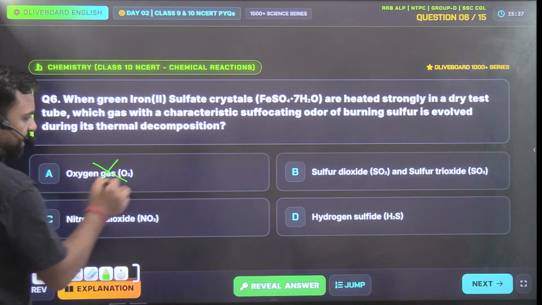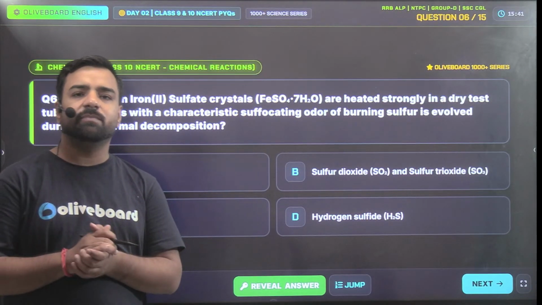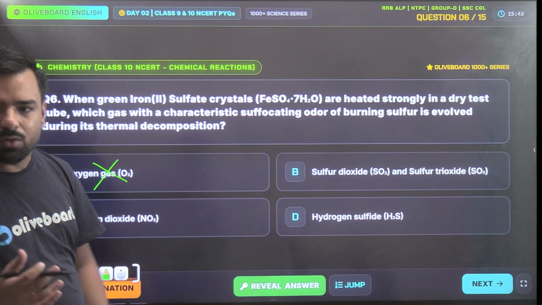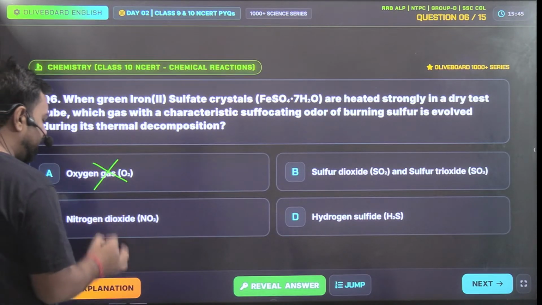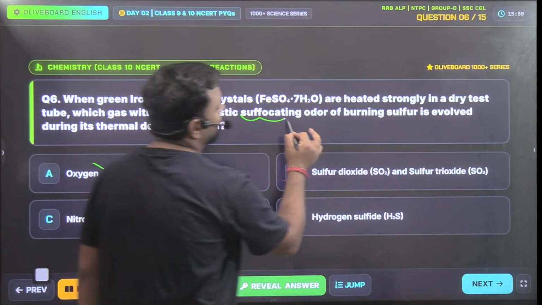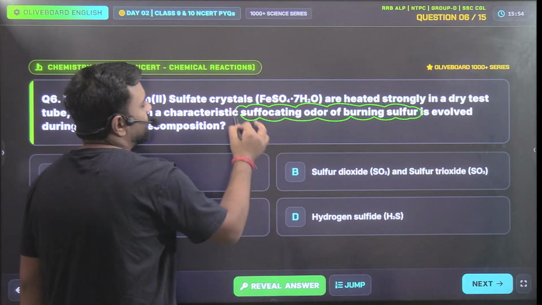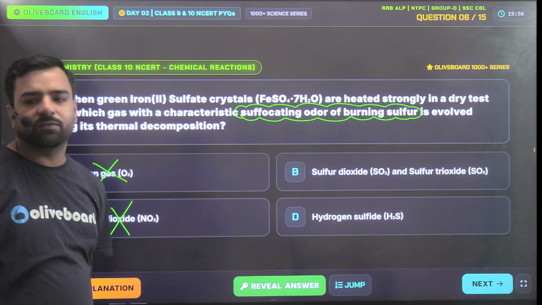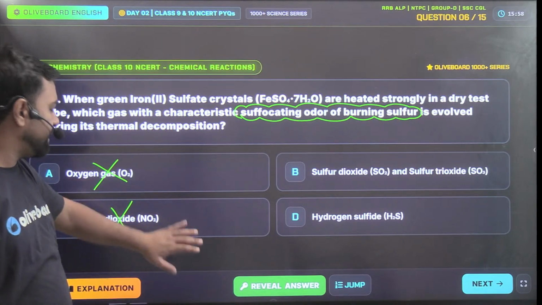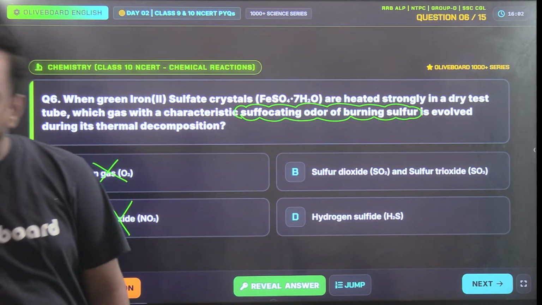Obviously, oxygen cannot be the answer. This is known as option elimination. You can also use this method in the examination. So that's obvious. Oxygen cannot be the answer. Nitrogen dioxide cannot be the answer. It's talking about the suffocating odor of burning sulfur. So it must be a gas that is linked with sulfur. So here we can eliminate A and C. So here Natisha and Ankita, both of you are going with D.